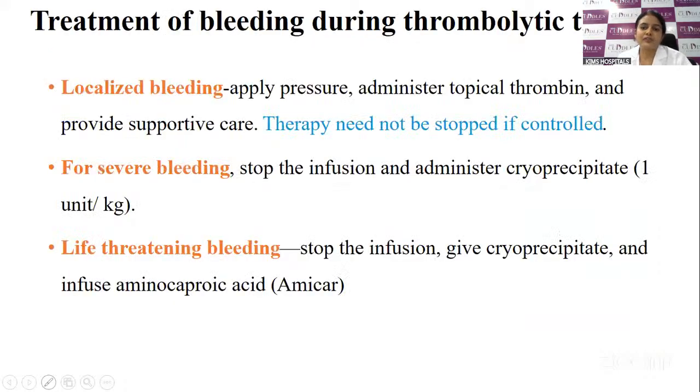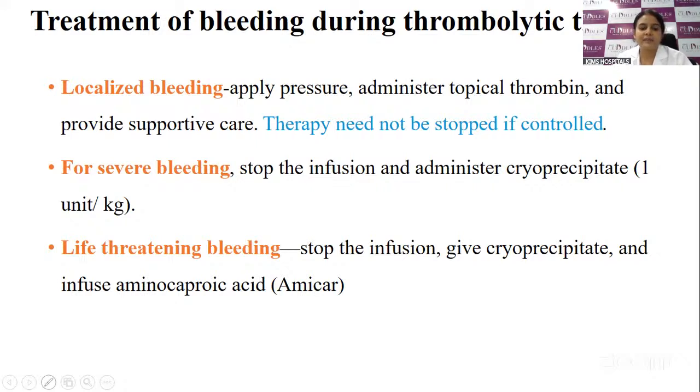If there is any bleeding due to thrombolytic therapy, it can be treated based on the severity of the bleeding. If there is localized bleeding, we can apply pressure and administer local thrombin. We also provide supportive care, and the therapy should not be stopped if the bleeding is controlled.